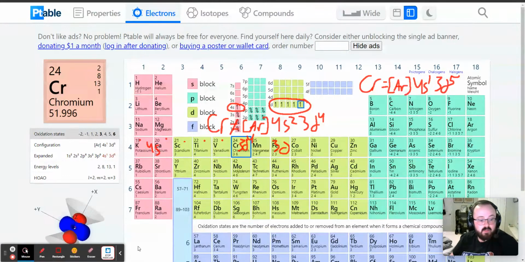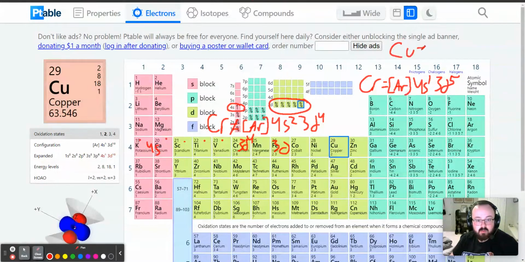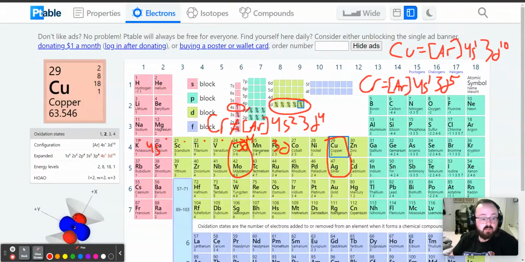Copper is very similar, but instead of 3d5, it's 3d10. So copper is equal to Ar 4s1 3d10. That's the second exception. This also holds true for these elements that I'm circling now. These are the only exceptions I would expect you to know. I will not give you anything else. You have to know these 4 specific elements.